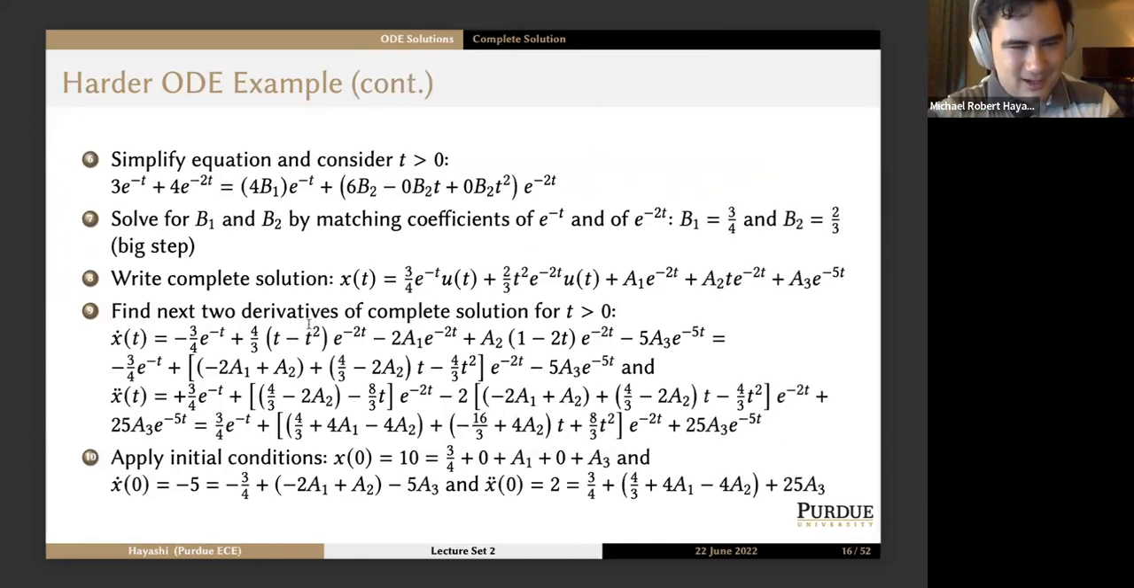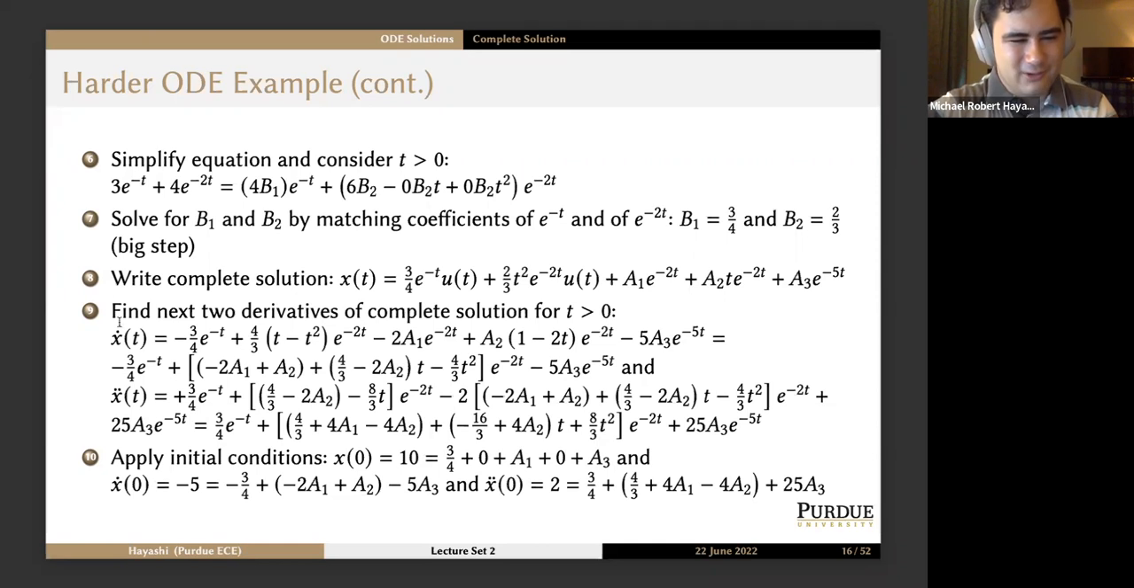And we're using the product rule all over again. It's messy. Same for the second derivative. It's messy. And then now you would apply your initial conditions. So you would get x of 0, 10, is equal to 3/4 plus, t is equal to 0 here, a1 plus, t is equal to 0 here, and t equal to 0 in the exponent, so that's just 1. So we get 10 is equal to 3/4 plus a1 plus a3.